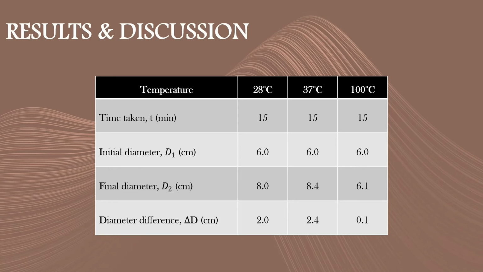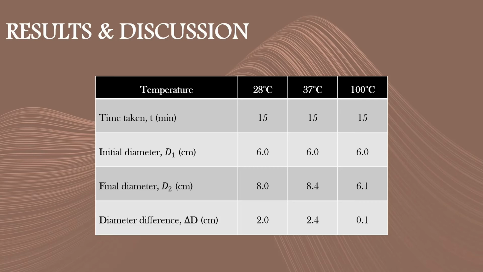Here, we can see the results of our group experiment presented in a table. The time taken and initial diameter are the same for all three temperatures, 50 minutes and 6 cm respectively. The final diameter for the 28 degrees Celsius experiment is 8 cm. For 37 degrees Celsius it is 8.4 cm, and for 100 degrees Celsius it is 6.1 cm. The diameter difference, delta D, is calculated by deducting the initial diameter from the final diameter.